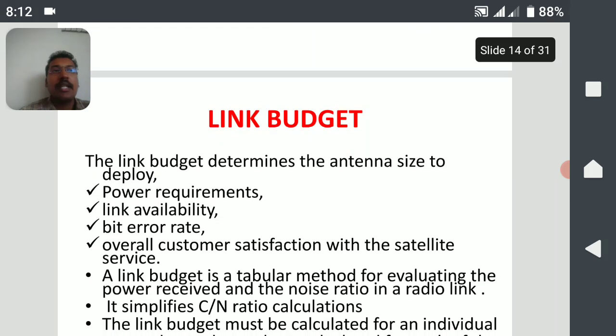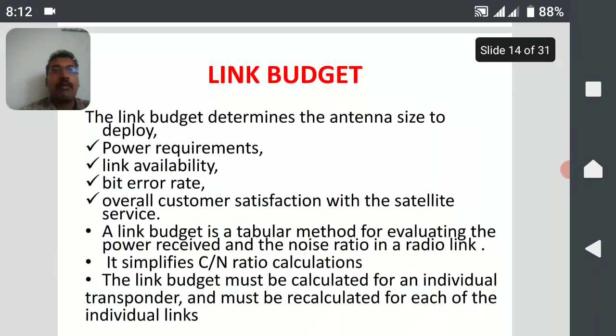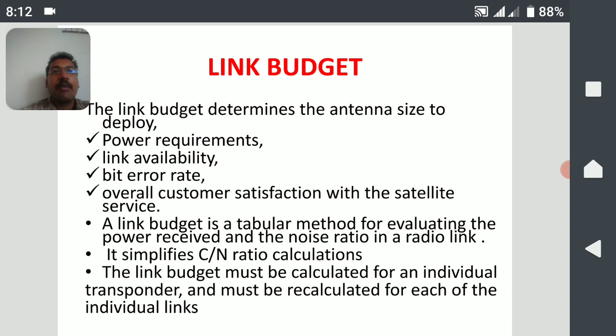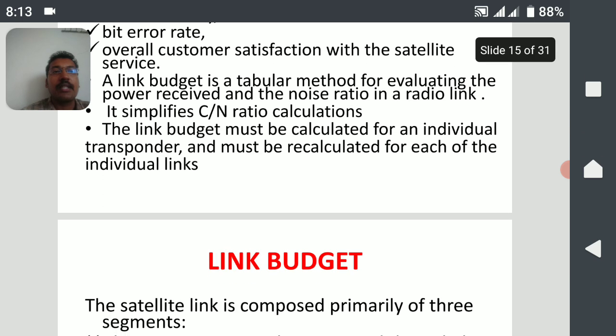The link budget determines the antenna size to deploy, the power requirements, link availability, bit error rate, and overall customer satisfaction with the satellite service. A link budget is a tabular method for evaluating the power received and the noise ratio in the radio link. It simplifies the carrier to noise ratio calculations. The link budget must be calculated for an individual transponder and must be recalculated for each of the individual links.